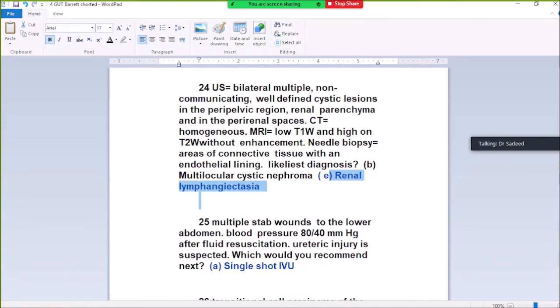Now look here, renal lymphangiectasia, because on ultrasound there are bilateral multiple non-communicating well-defined cystic lesions, and there is no invasion of the surrounding structures. On CT scan it is homogeneous, low on T1 and high on T2, so it is also a cystic component. Needle biopsy shows an area of connective tissue with an interstitial lining, so we diagnose renal lymphangiectasia.